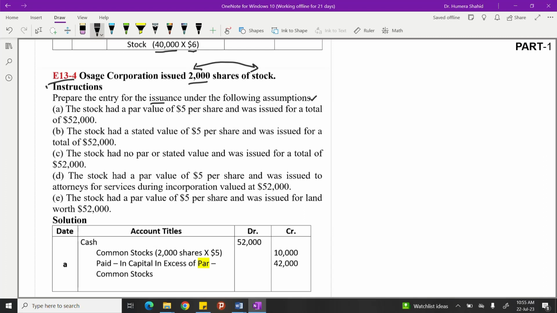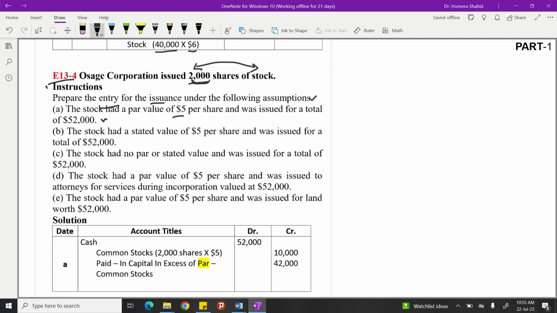So we will record the journal entries for this stock issuance of 2,000 shares by looking into each and every transaction out of these 5 following transactions. And we have to entry, meaning journal entry. Number 1, Part A. The stock had a par value of $5 and was issued for a total of 52,000. They didn't give us issue price per share, but they told us that the issue price for total 2,000 shares was 52,000. So company gets the cash.